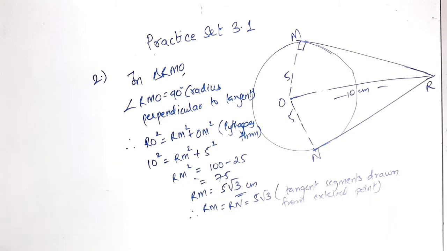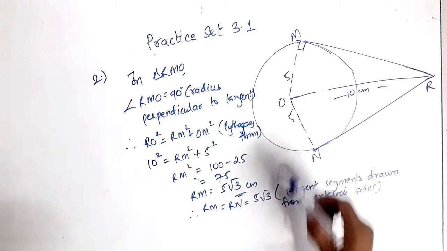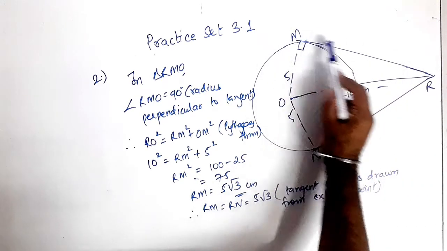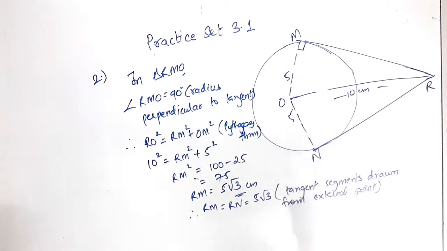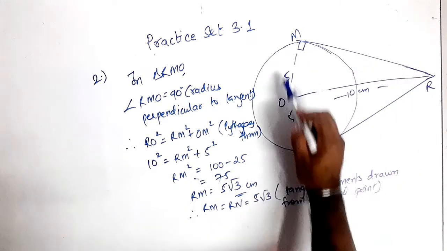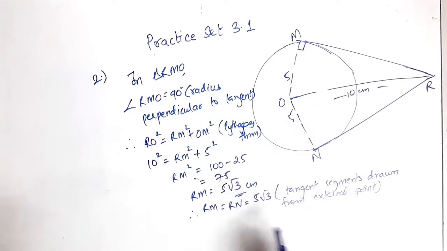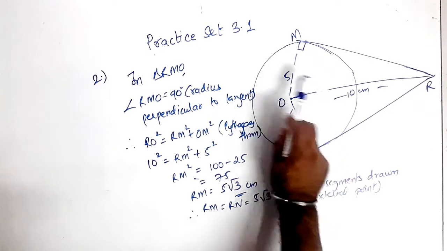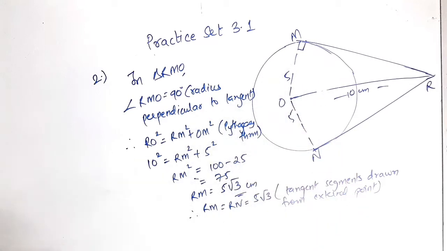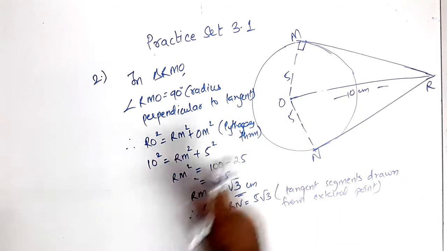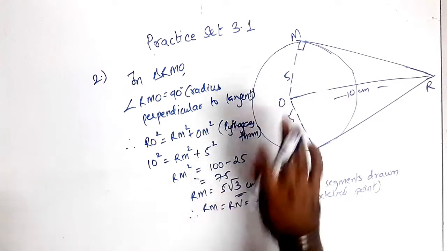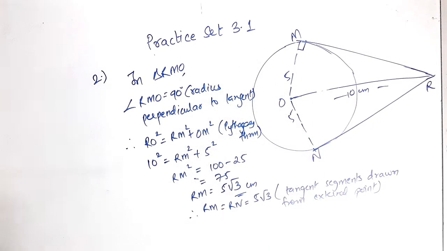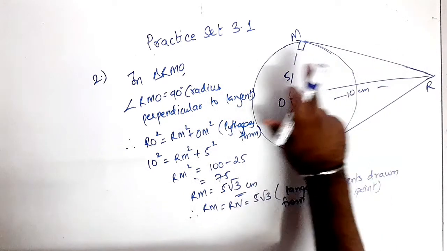So this is the first sub question of question 2. Second one is, what is the measure of angle MRO? MRO, if you see in this right angle triangle, whenever you see one side is double the other side, that means hypotenuse is double of the other side, that means it happens only when the side opposite to 30 degree is half of the hypotenuse.